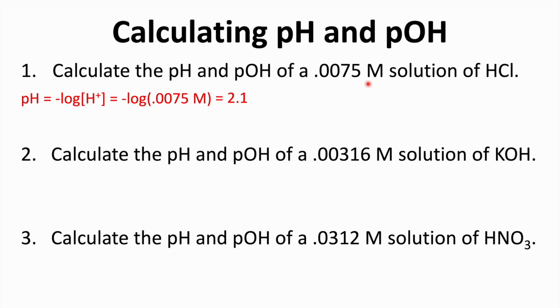If I want to find the pOH, the easiest way to do that is to just do 14 minus pH. Because again, pH and pOH should both add up to 14. So when we do 14 minus 2.1, we get 11.9 as our pOH.